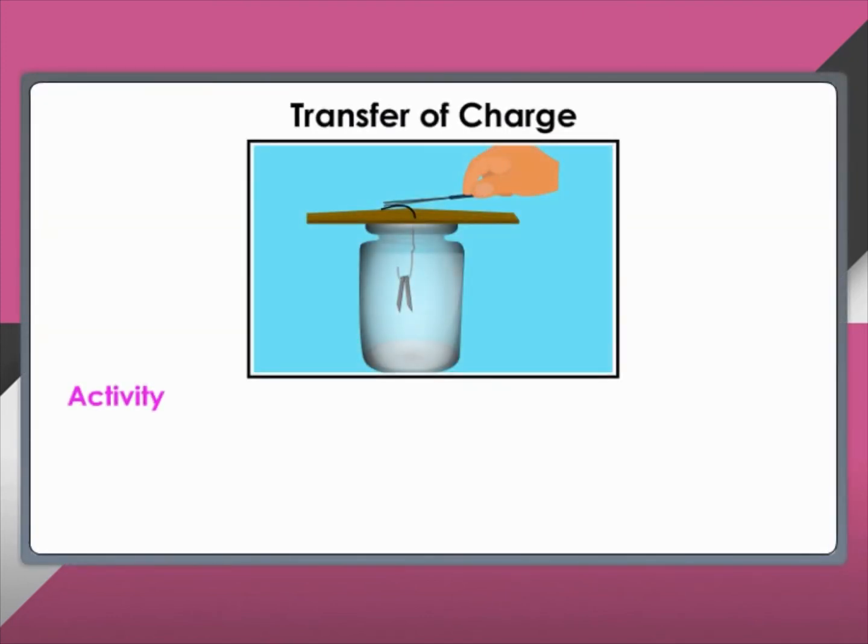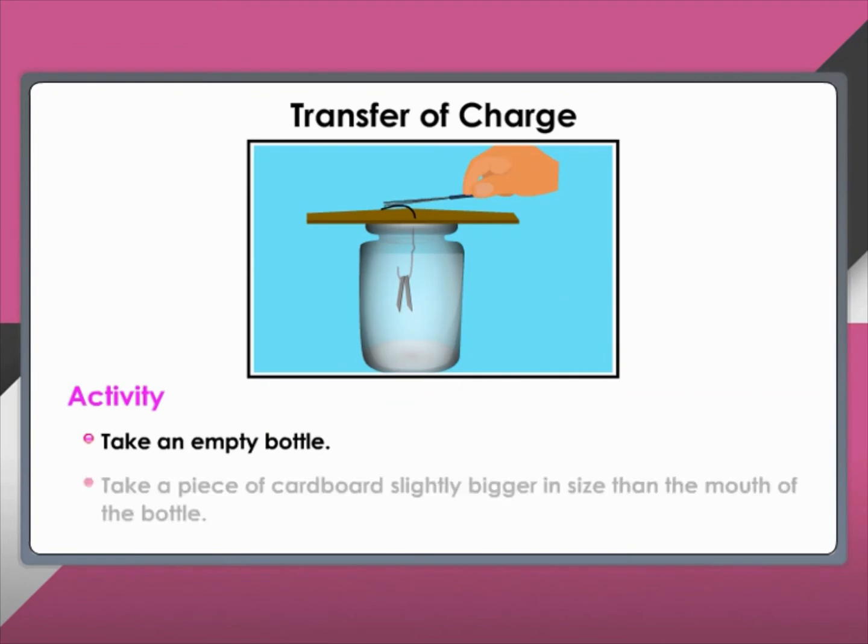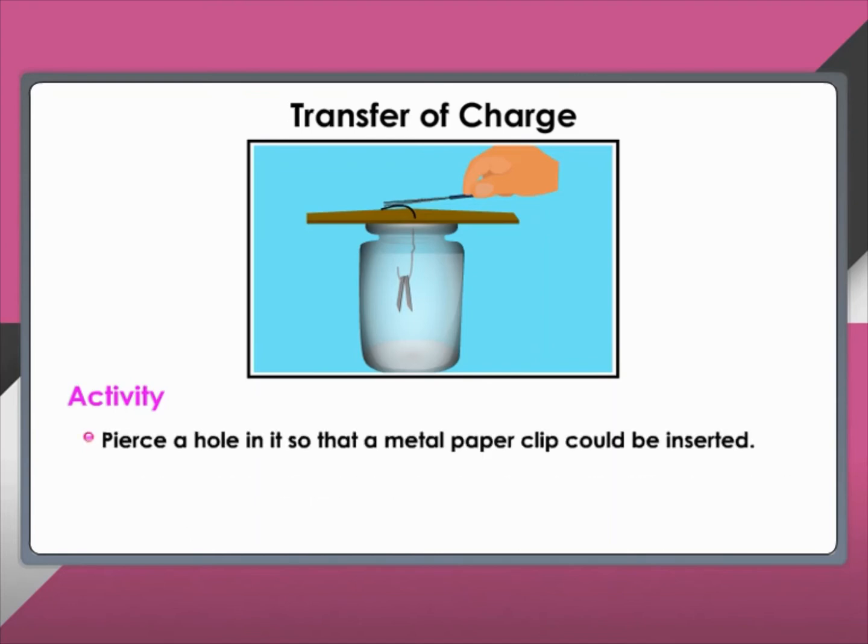Let's perform an activity. Take an empty jam bottle. Take a piece of cardboard slightly bigger in size than the mouth of the bottle. Pierce a hole in it so that a metal paper clip could be inserted. Open out the paper clip.